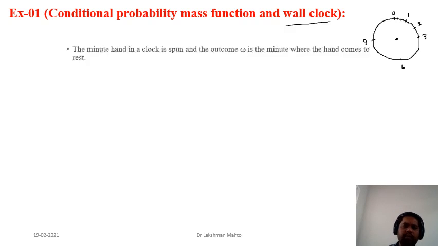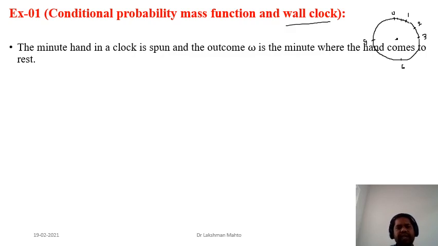Okay, so here the problem is coming this way: the minute hand or needle in a clock is spun, and the outcome omega is the minute where the hand comes to rest. So if the minute hand or needle is moving and it is going to stop here at 2, that means it traveled 10 minutes.